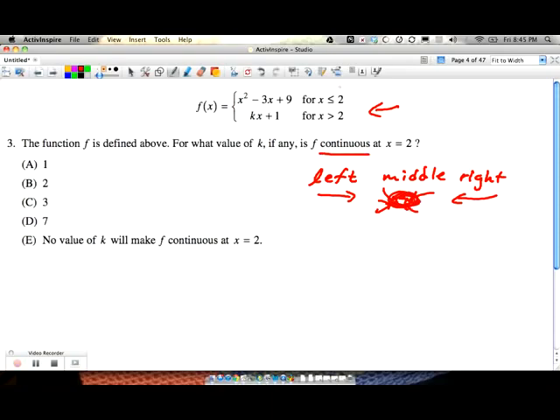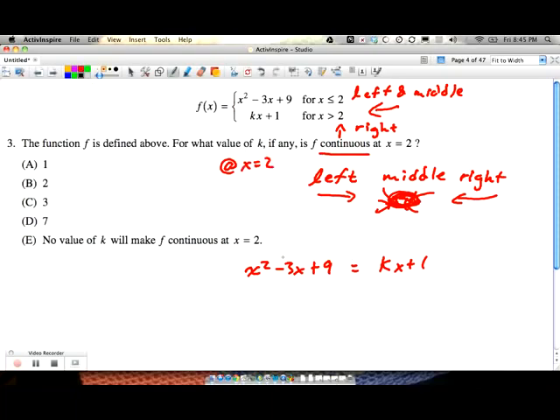Well, let's see what's going to happen with these functions. This top one represents the left and the middle, both at the same time. And then here, this one is the right side. Right, so the left side is x squared minus 3x plus 9. And the right side, this has to equal kx plus 1. And you're probably thinking, wow, I can't really solve that. Except we know what x is when all this is happening. That split is at x equals 2.